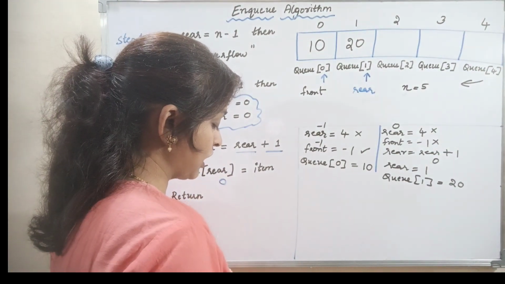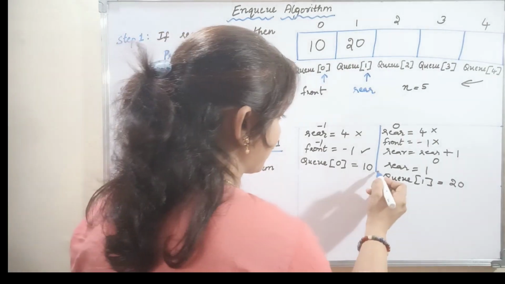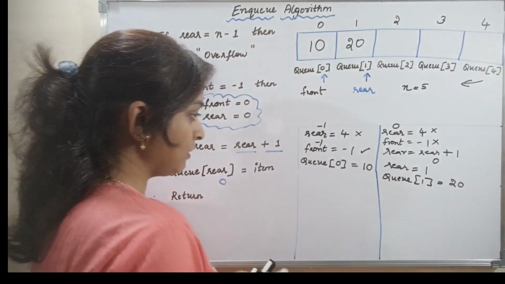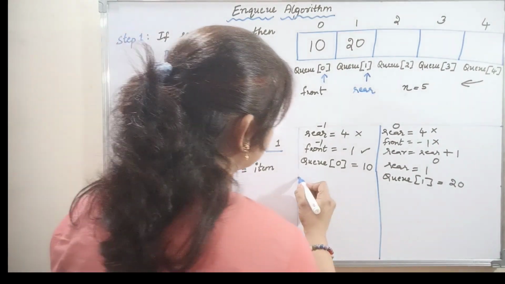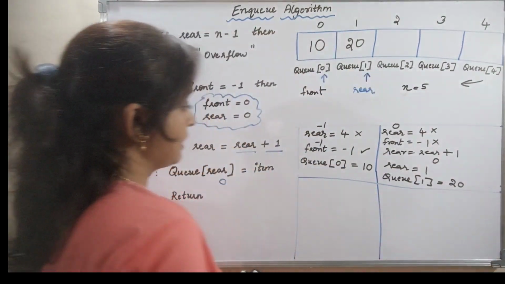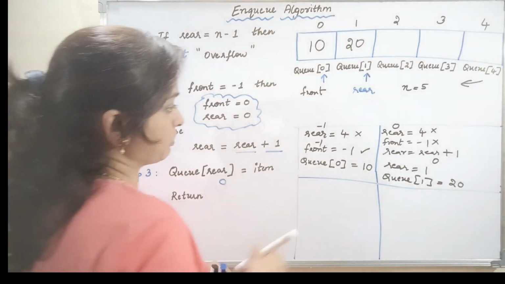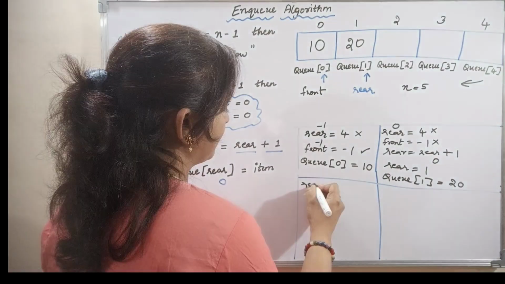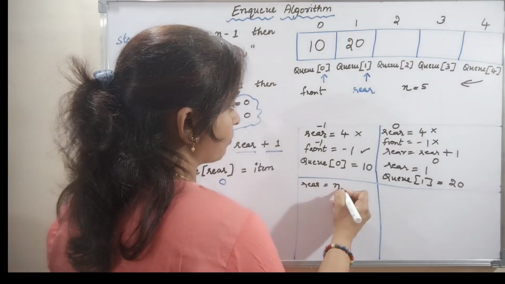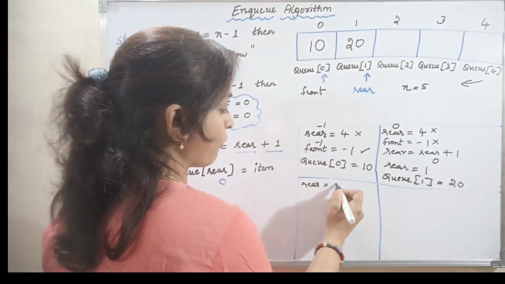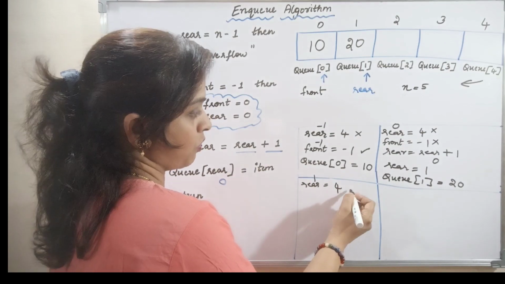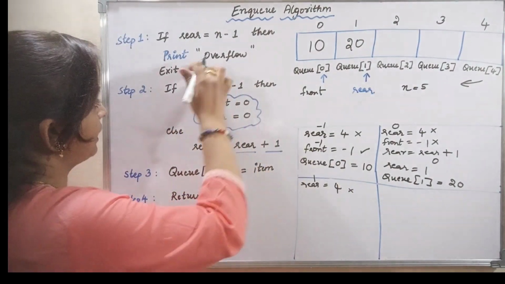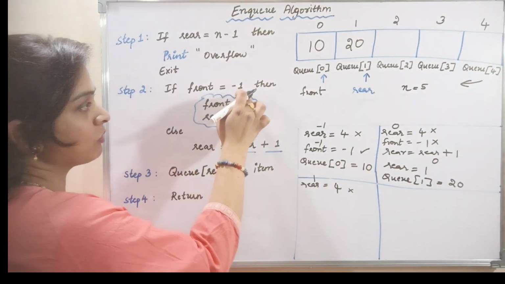I need to check with the rear pointer. I say rear equal to n minus 1. What is n minus 1? We all know it is 4. What is rear? It is 1. Is 1 equal to 4? No. Condition not satisfied. Come to step 2. Is front equal to -1?